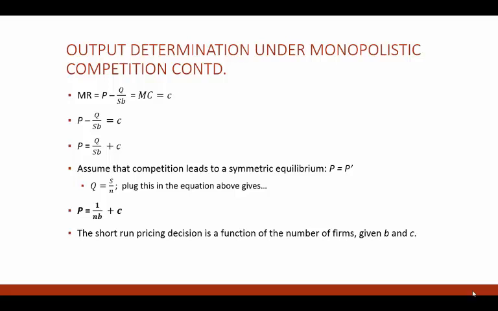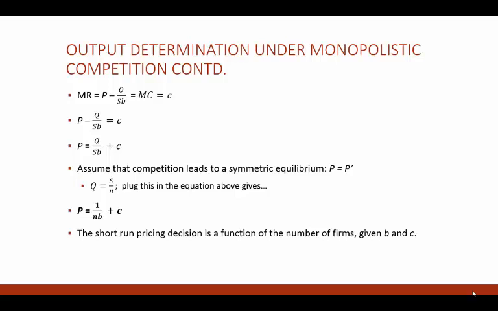This results in an expression for P, where P is described as being equal to Q divided by SB plus C. We now add another assumption to simplify our analysis. We assume a symmetric equilibrium where firms, given the presence of competition, albeit imperfect, set their prices such that P is equal to P prime. This causes the demand curve to collapse to Q is equal to S over N.